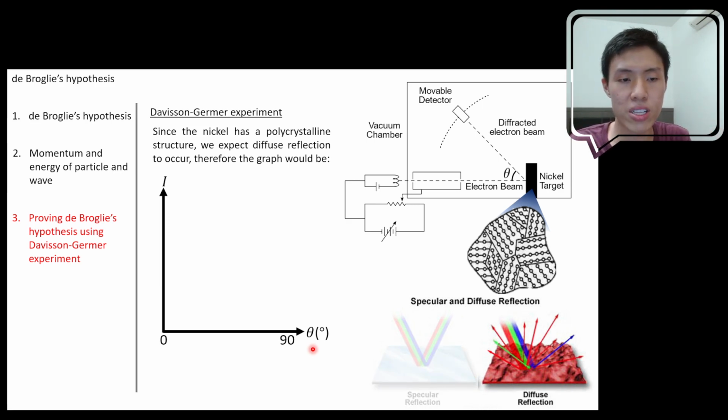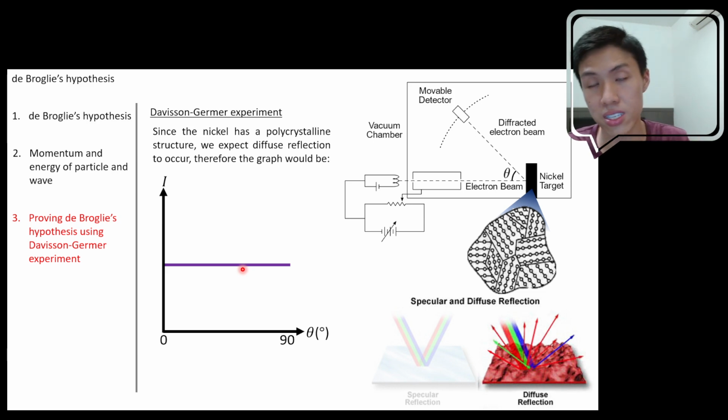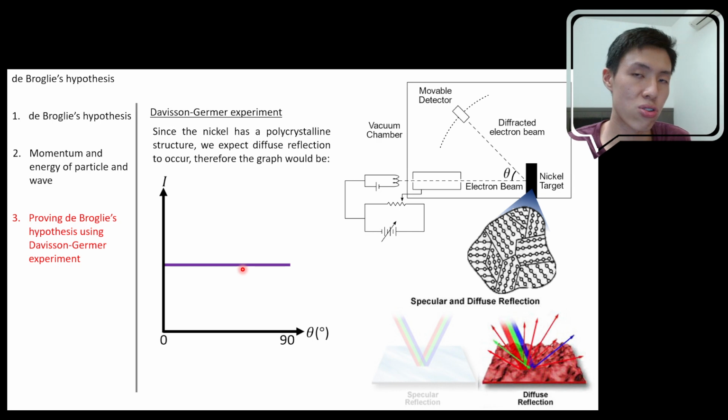So the kind of prediction that you have is that it's a diffuse reflection. So the graph will look something like this. At all angles, you find a non-zero intensity. Okay, there's some amount of electrons, but there's no particular place where there is a strong intensity of electrons. There's no particular place where it has a low intensity of electrons. The electrons get reflected off everywhere, so all angles will have a similar amount of electrons. So the intensity will be roughly the same across all angles. So this is what Davisson and Germer predict.